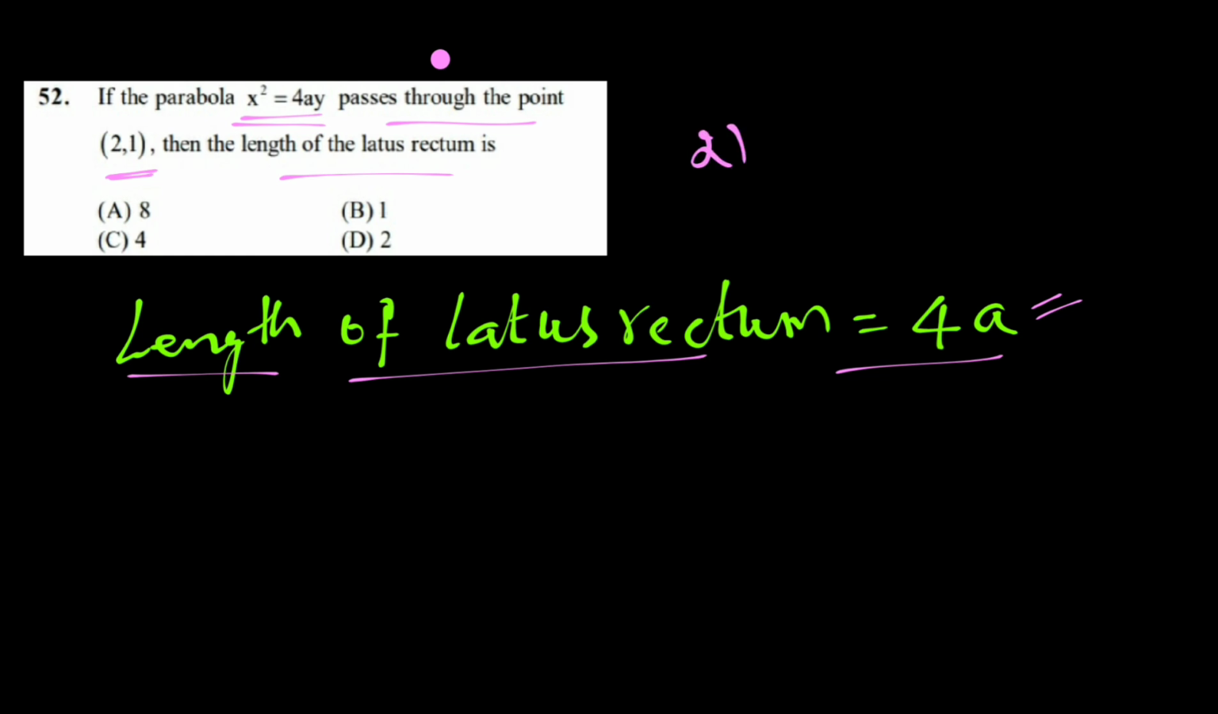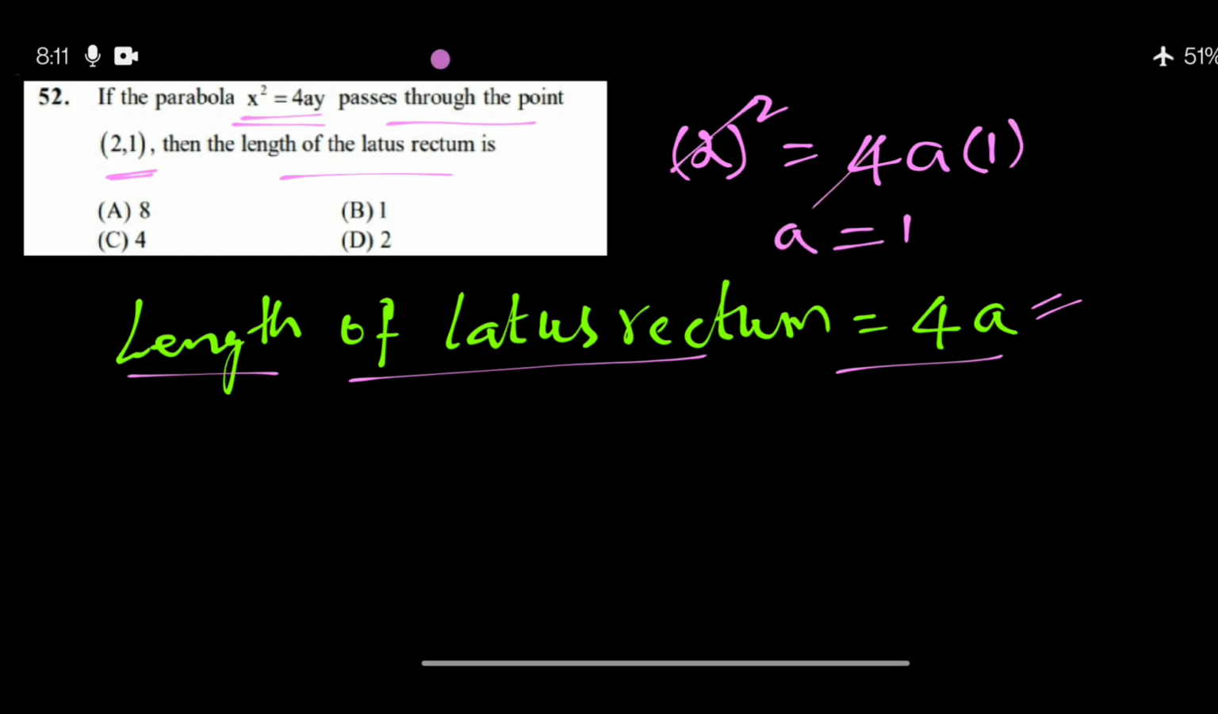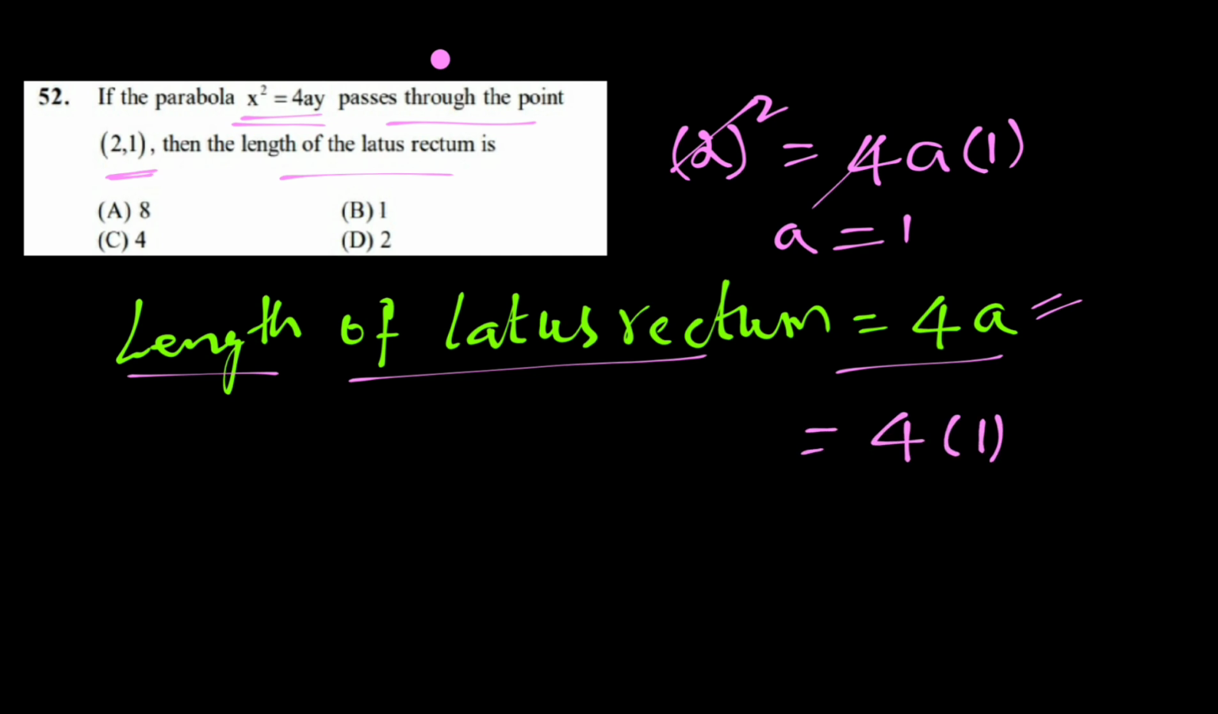So x value is 2, 2 square is equal to 4a into y, y value is 1. So here 4 gets cancelled, a is equal to 1. So a is equal to 1, substitute into the length of the latus rectum, answer 4. So option C is the correct answer.